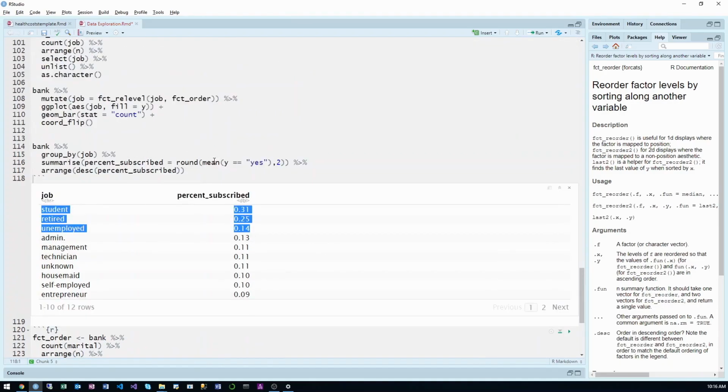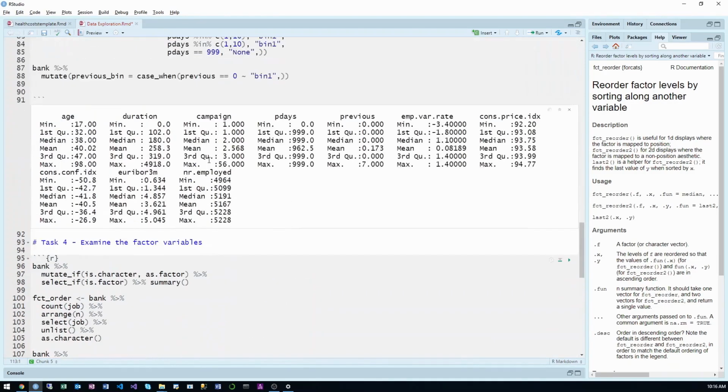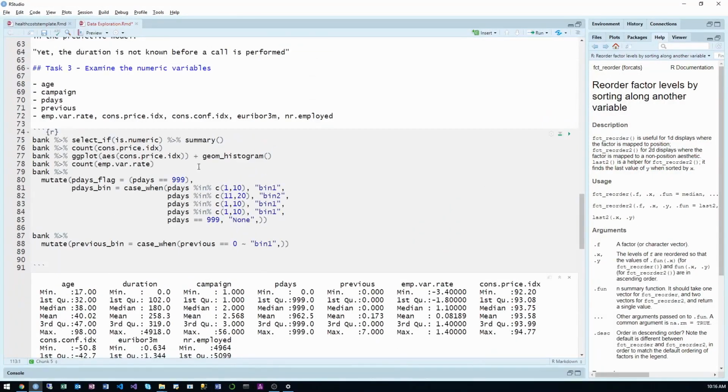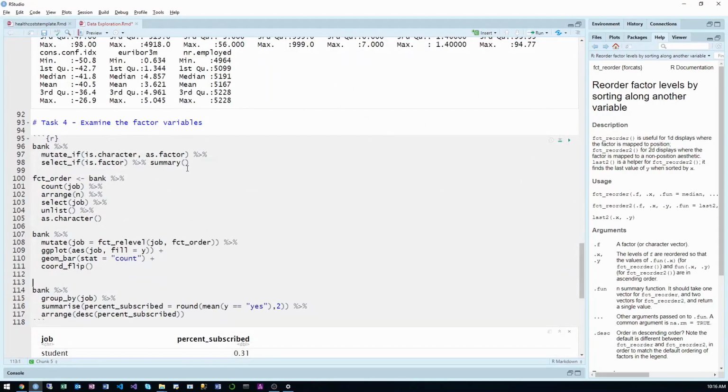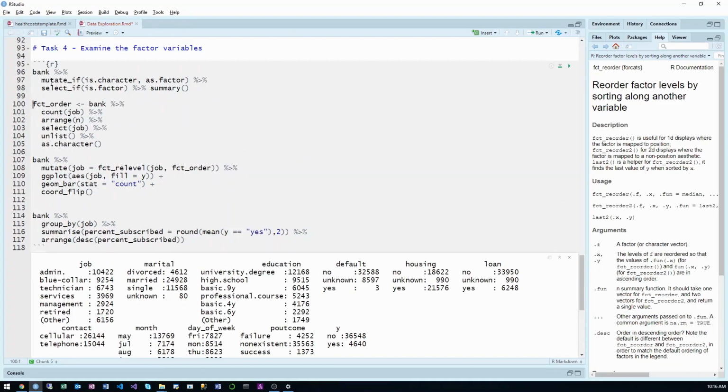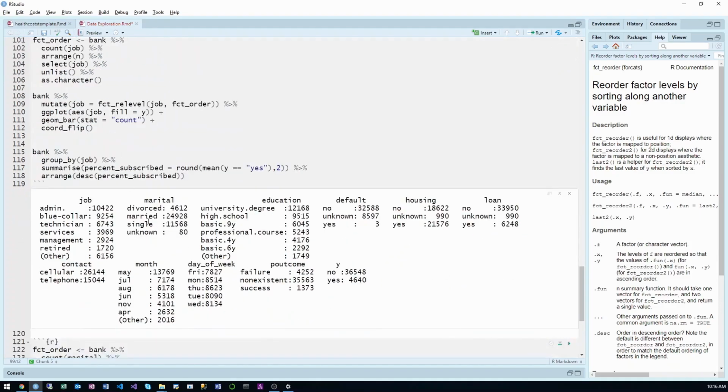And so, if you want to change this to the other factor variables, you can just do so. So here I'm selecting. Well, first I'm mutating if the variable is a character, converting it to a factor, and then selecting those that are factors, and then looking at a summary. And this shows you the number of records by each category.